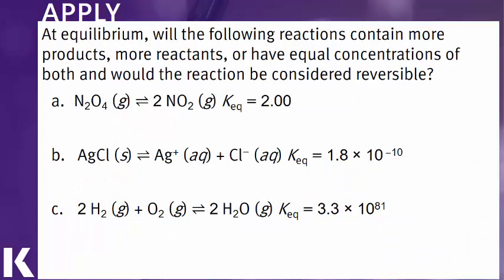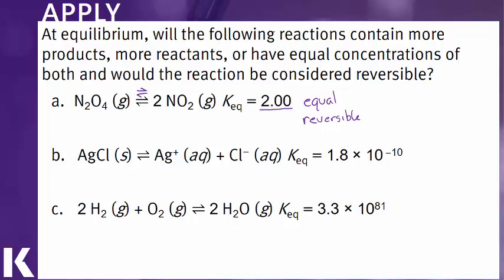So we have three parts here, A, B, and C. And for each of these reactions, we are given an equilibrium constant. And we need to determine what do we have more of, more reactants, more products, or about equal, and also if the reaction would be considered reversible. So let's take a look at this first one in part A. We have an equilibrium constant of 2, and this is between 10 to the negative fourth and 10 to the fourth. So we'd have roughly equal concentrations of reactants and products, and this would be a reversible reaction since it can go in either direction.